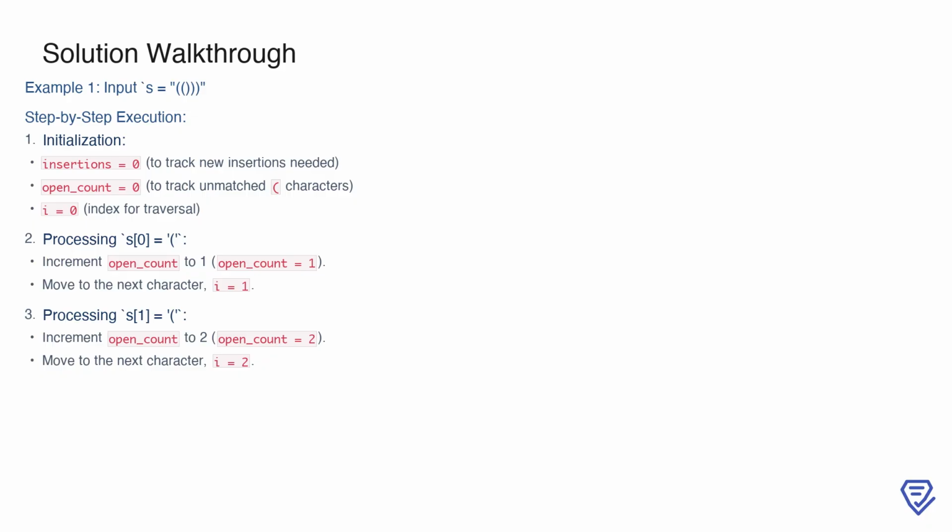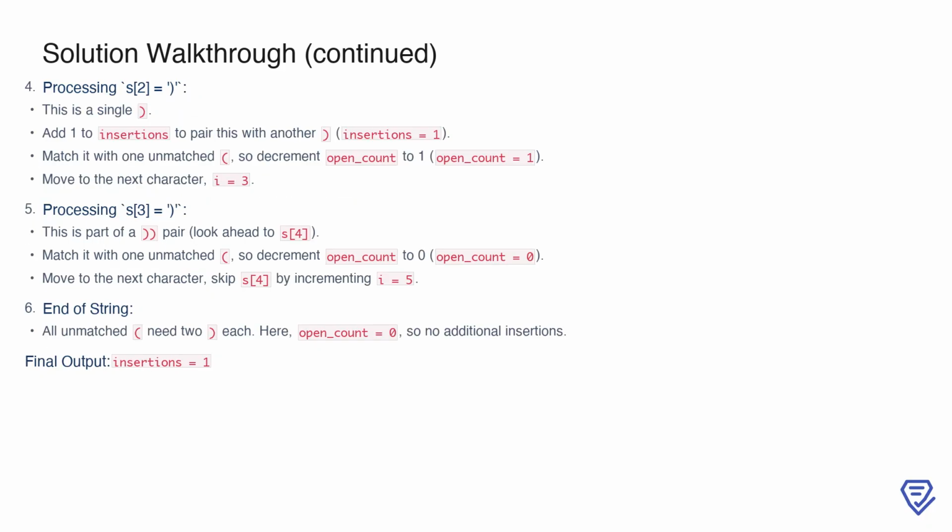We then move to the next character. At s[1], we encounter another opening parenthesis. Once again, we increment open_count by 1, bringing the total to 2 unmatched opening parentheses. With this, we proceed further through the string. Next, we process s[2], which is a closing parenthesis.